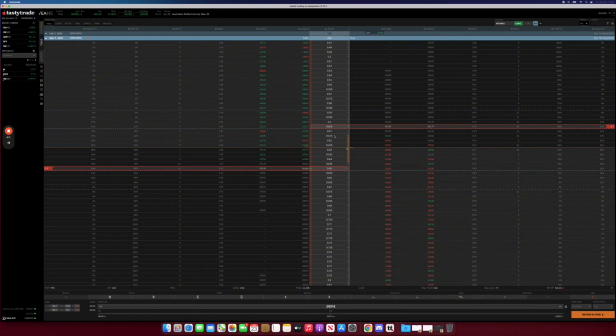And what is the chance of that happening? So in the bottom left corner, we have our POP, which is probability of profit. And that is our probability of making at least 1 penny on this position at the point of expiration. And we've got a 75% chance of that happening right now.